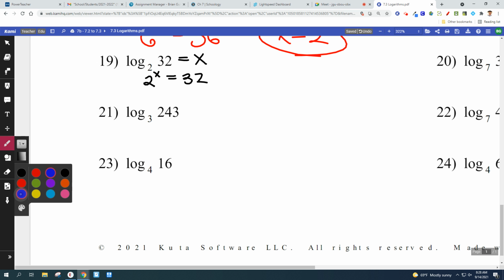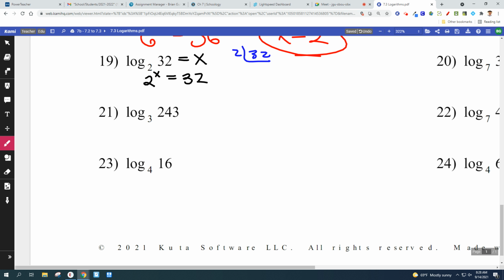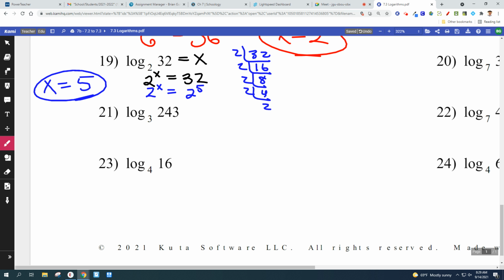Or if you do what we did in the last lesson, we could say, well, let's break down the 32. 2 divided by 2, you get 16. Divided by 2, you get 8. Divided by 2, you get 4. Divided by 2, you get 2. That's 2 to the 5th right there. So 2 to the x equals 2 to the 5th. x must equal 5. It's just the exponent. 2 to the 5th power equals 32. I'm finding the exponent that makes 32.